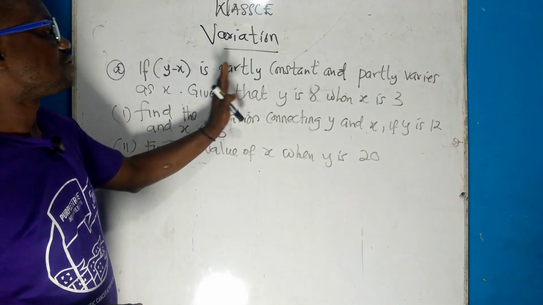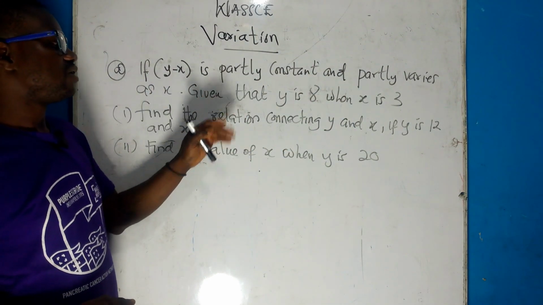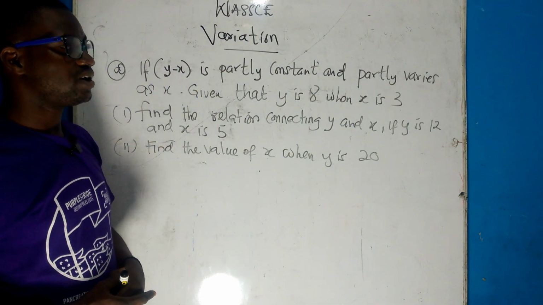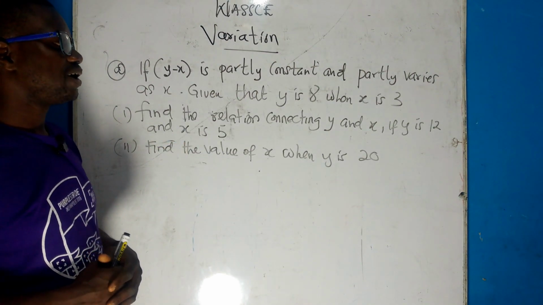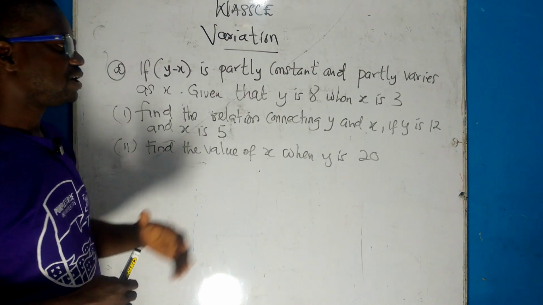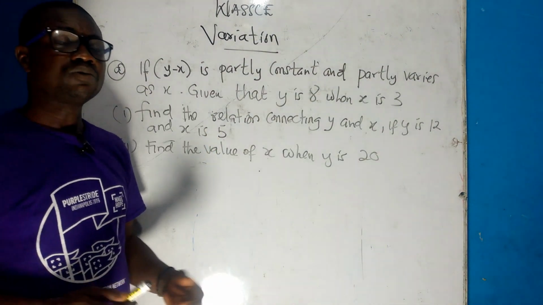If y minus x is partly constant and partly varies as x, given that y is 8 when x is 3, find the relation connecting y and x if y is 12 and x is 5. Now we are going to look at this question.